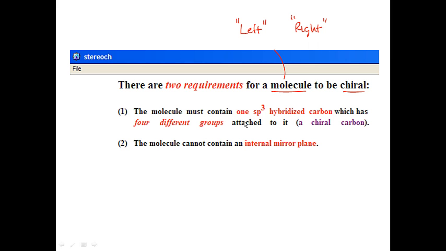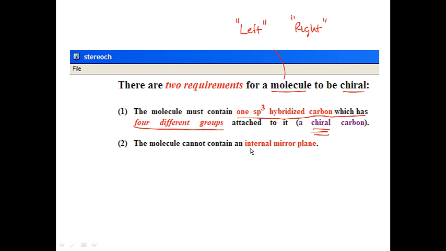Number one, the molecule has to contain one sp3 hybridized carbon. And that one sp3 hybridized carbon has 4 different groups attached to it. So the molecule has to contain one sp3 hybridized carbon that has 4 different groups attached to it. And that's what we call the chiral carbon. So a molecule has to have at least one chiral carbon. Okay, and we'll talk about how we can differentiate and determine chiral carbons in a moment.